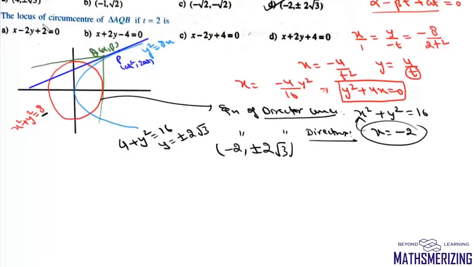Now the third question is the locus of the circumcircle of triangle AQB. So we have this point A, and then this point of contact is B. We need to find the equation of the circumcircle of this triangle AQB. So we know that the circumcircle of the triangle formed by a pair of tangents and the chord of contact will pass through the center of this given circle. So that means this circle will pass through the center of x square plus y square equals 8, which is the origin. So it is 0 comma 0, and this point is alpha beta.